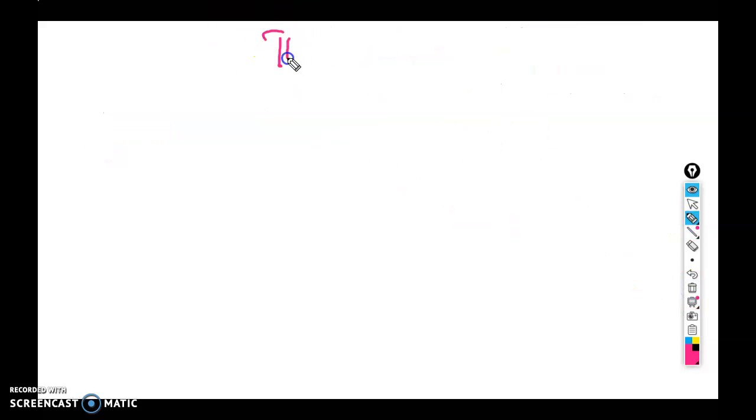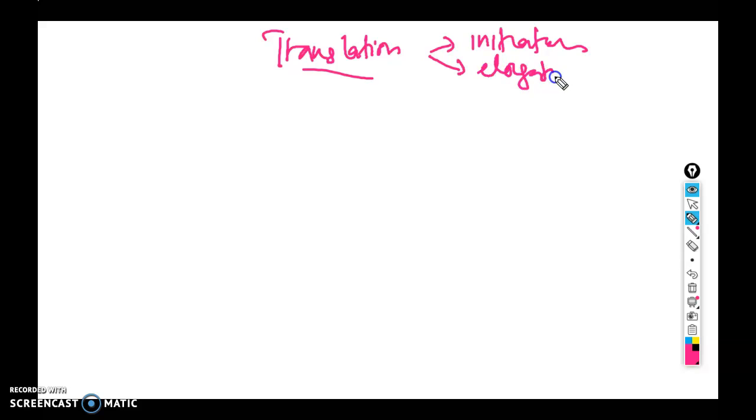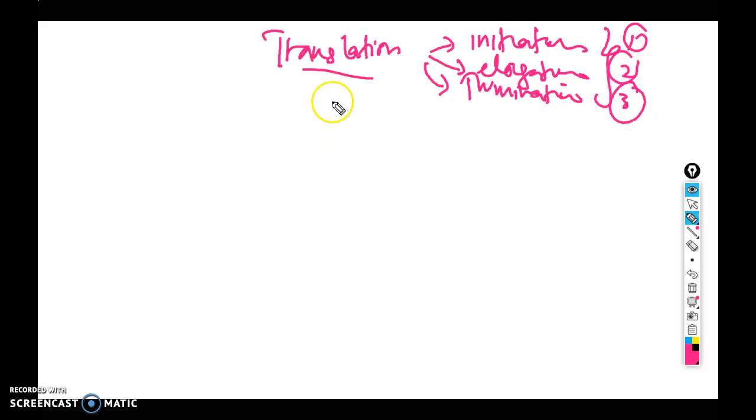Okay, so we have the process of translation. Translation has 3 steps: initiation, elongation, and termination. Same like in the transcription process. So kita ada number 1, number 2, and number 3.